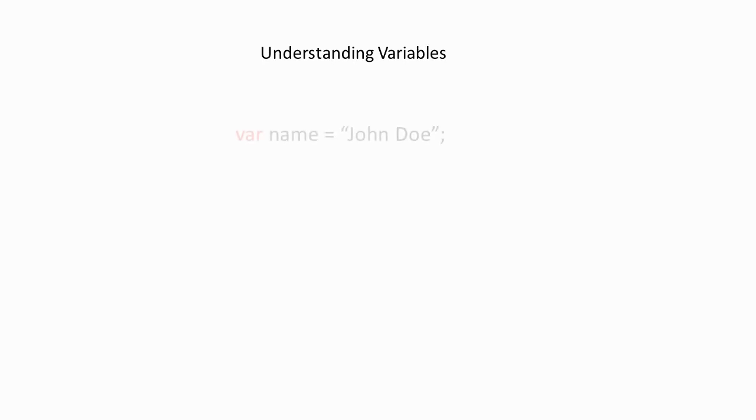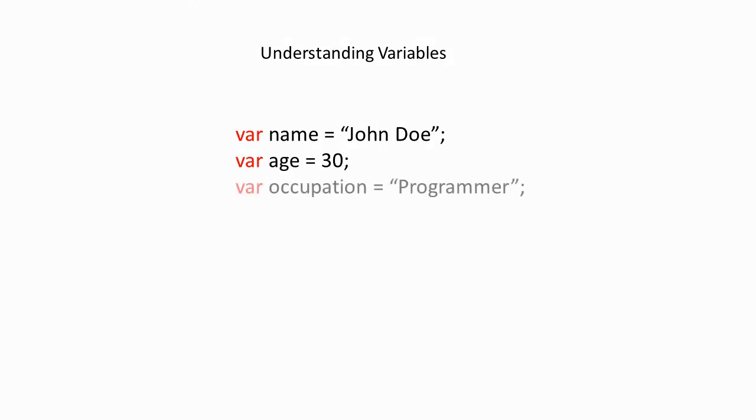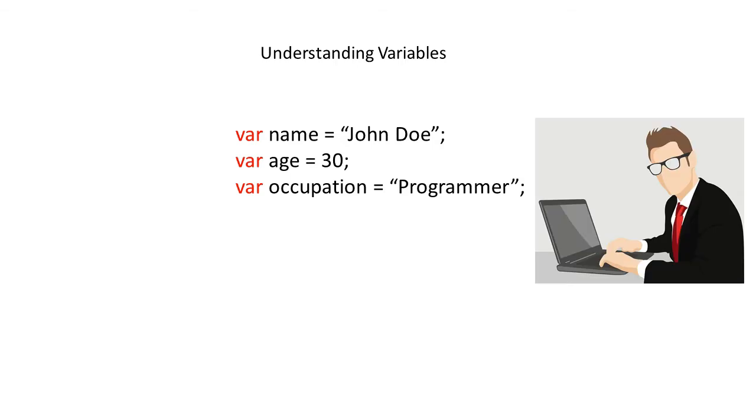So first we will declare a variable called name, which holds a value of John Doe. Next, let's declare a variable called age that will hold the value of 30. Then we will declare another variable called occupation, whose value holds programmer.